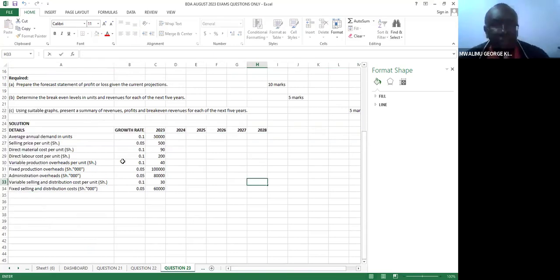So the average unit, so I can have my figures. What else will I require? Let me see. We have the selling price per unit, direct material, direct labor, variable selling and distribution cost per unit. We can change these, eh?